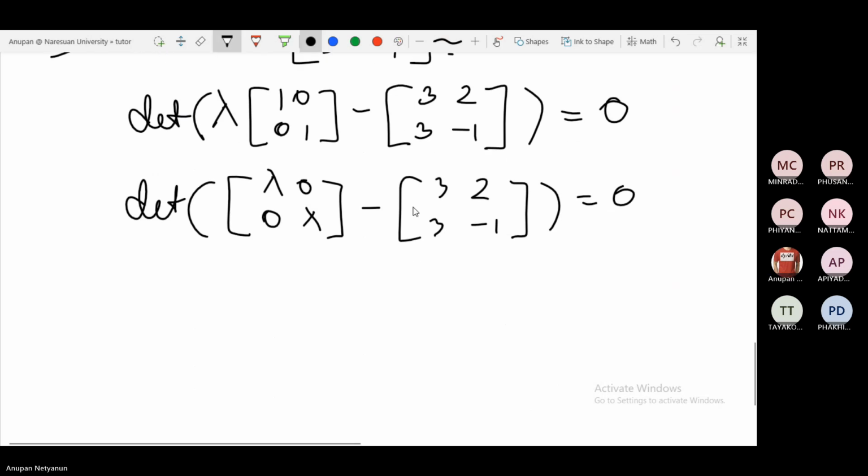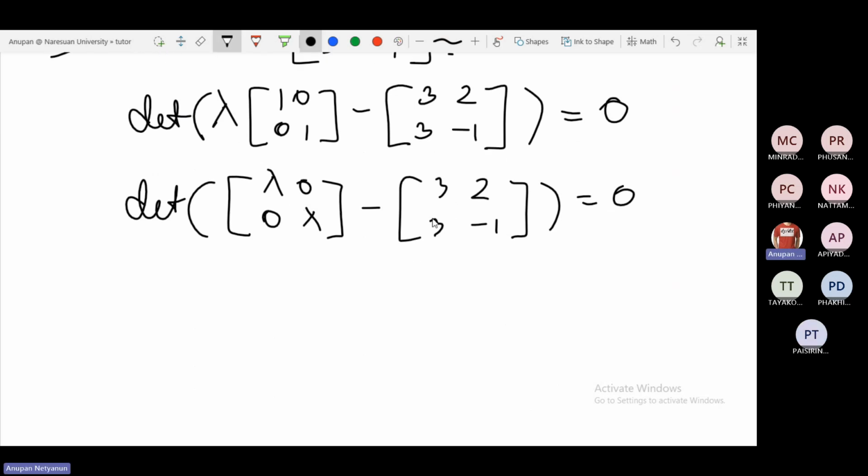Now, you have two matrices and you are doing subtraction, so you subtract the corresponding entries together. What you have is lambda minus 3, then 0 minus 2 is negative 2, 0 minus 3 is negative 3, and the last one is lambda minus negative 1, which becomes lambda plus 1.